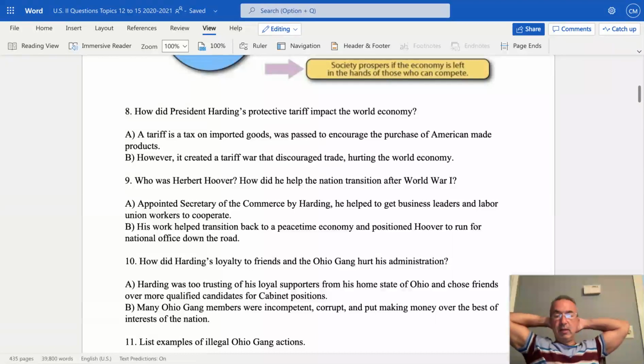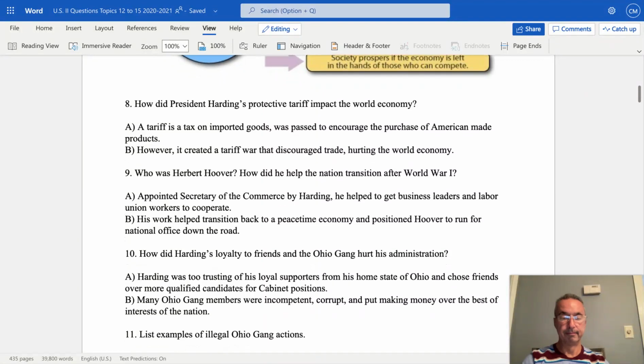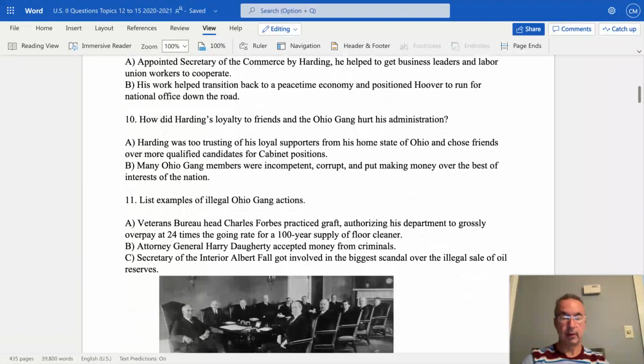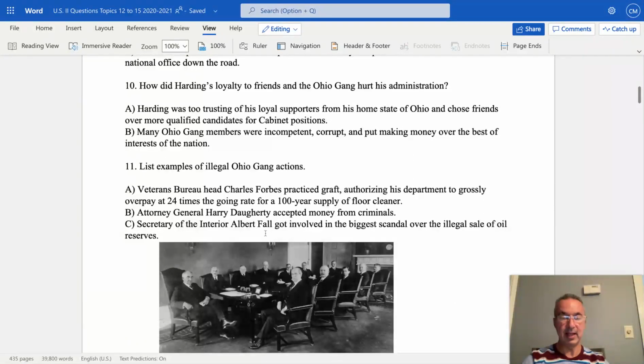So Harding was too trusting of his loyal supporters from his home state of Ohio and chose friends over more qualified candidates for cabinet positions. Many Ohio gang members were incompetent, corrupt, and put making money over the best interest of the country. You should have looked at some of the illegal Ohio gang actions already if you've done some of the reading in the book. Let's take a look here. First of all, you can see the image. That's his cabinet.